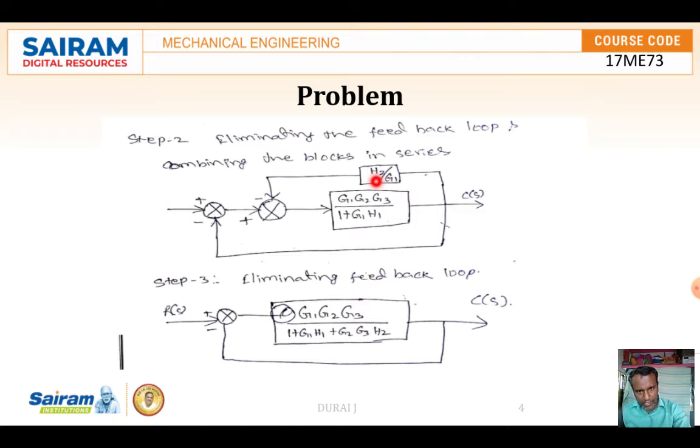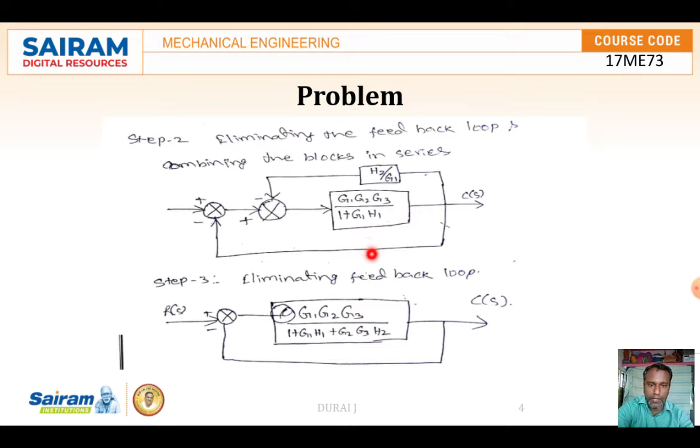After this, these two things are going to multiply, because this is also a feedback loop. So G1 G2 G3 divided by 1 plus G1 H1 plus G2 G3 H2. After simplifying, this becomes the result. But if you see the bottom feedback loop, no block is provided there.